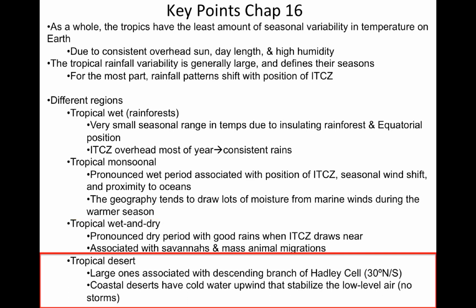The large inland subtropical deserts are associated always with the descending branch of the Hadley cell at roughly 30 degrees north or south. The coastal deserts have cold water upwind that stabilize the low-level air so they can't get storms even though they have plenty of moisture nearby.